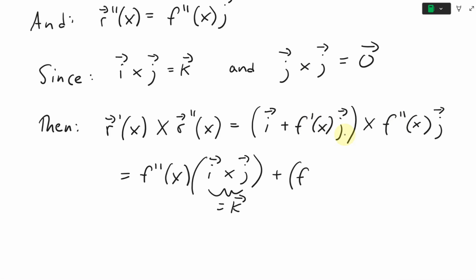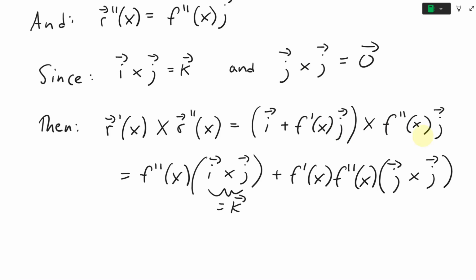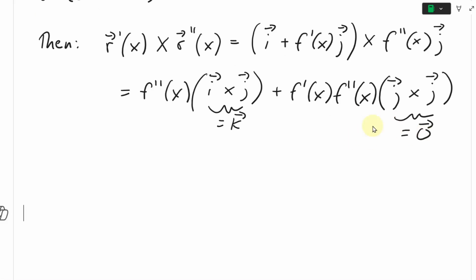And this will be, let's put a, actually we don't need to put a bracket, put a bracket on the other one. So f prime of x multiplied by f double prime of x, and then times it by, and now we'll put the j cross j. A cross product of a vector with itself is just the 0 vector. So this equals the 0 vector.